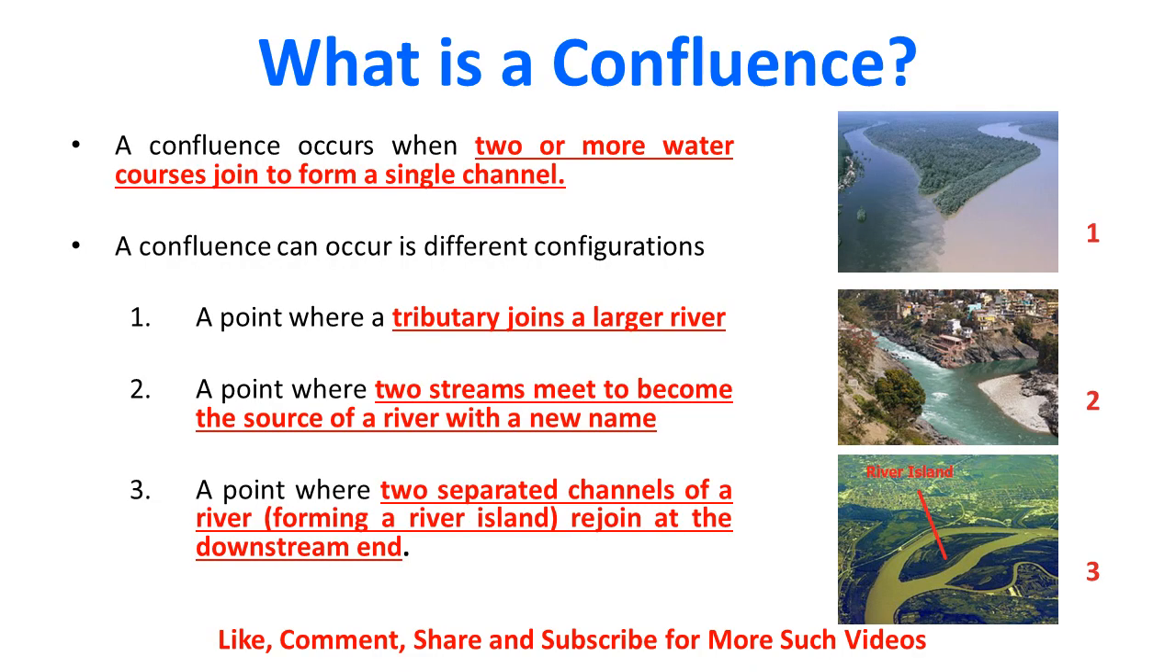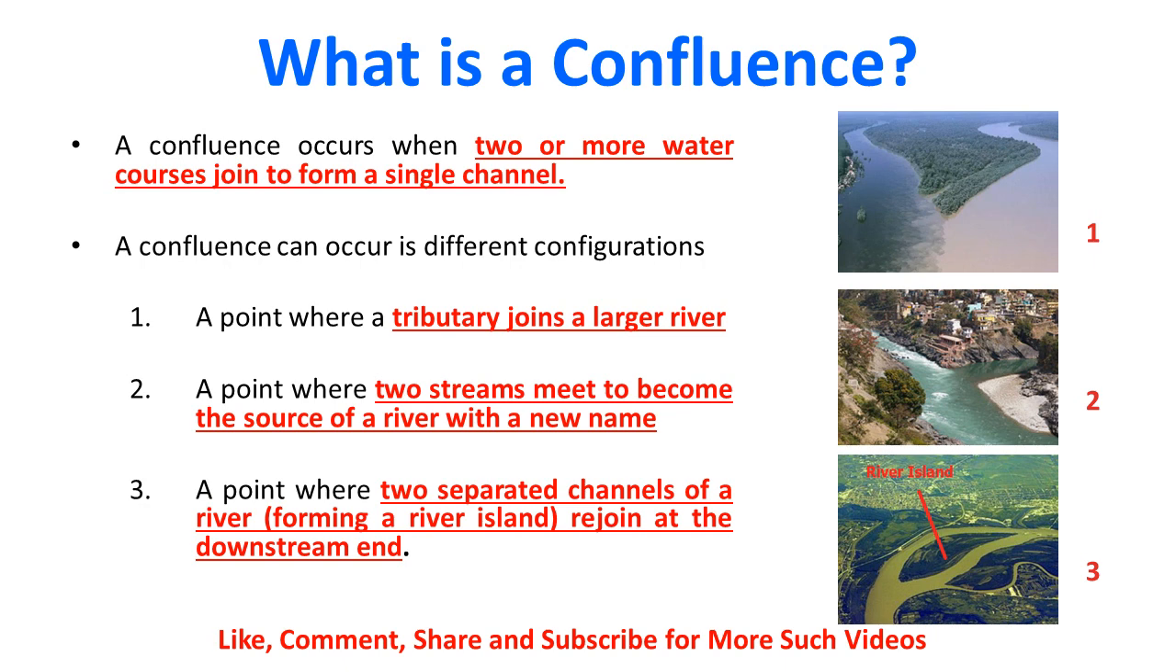So first of all, what is a confluence? A confluence occurs when two or more water courses join to form a single channel. What can those two or more water courses be? They can be two different rivers, two different streams, or two separated channels of the same river. Let us discuss that.